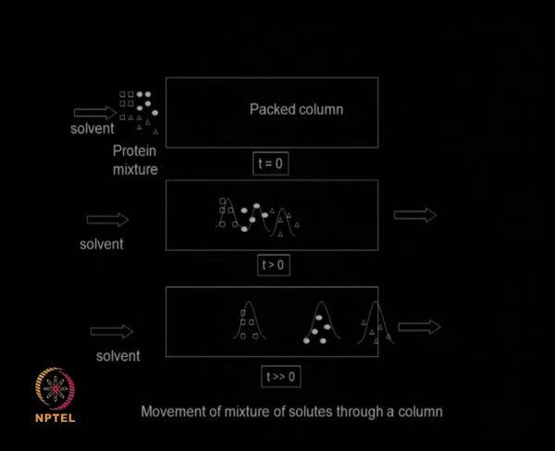Now of course, you are not going to get a beautiful separation as shown here. If you take a real life sample, there could be several tens or several hundreds of proteins. So the separation of each protein might not be distinct and separate. They may sometimes overlap. So you may have to improve on the solvent so that you are able to get a good separation.